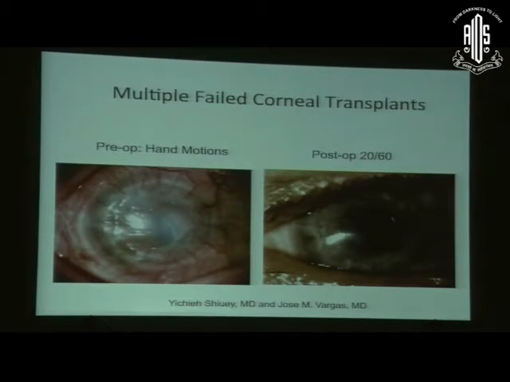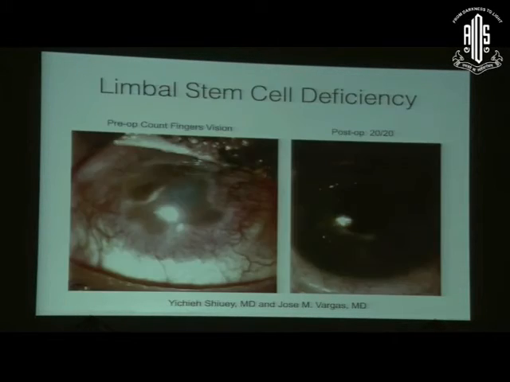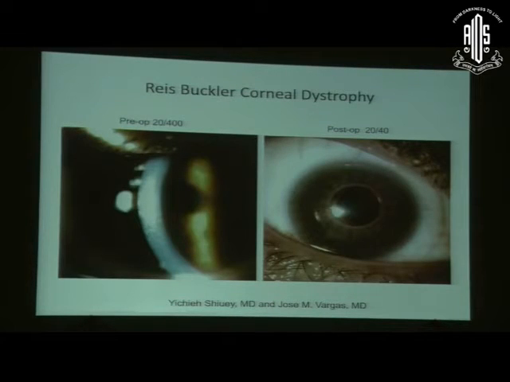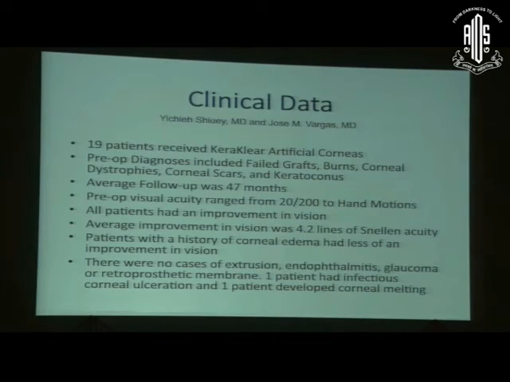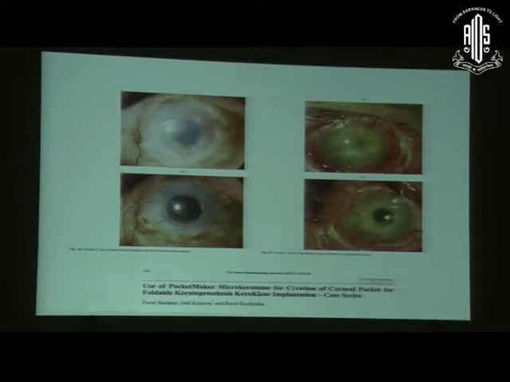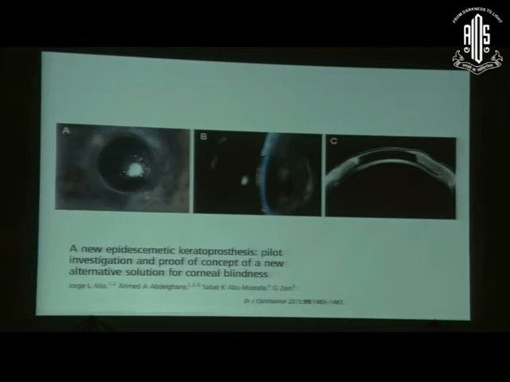These are some of the other implants done by Jose Vargas, and you can see that in failed grafts, post-chemical injury, they have done it for Reis-Bücklers, for keratoconus. And if you look at another, without the femtosecond laser, you can also use a pocket maker microkeratome, and you can implant this. And this is from Jorge Alió, where they have done an epi-Descemetic implantation of the same KeraClear implant, but the optic part, instead of 300 microns, is about 450 microns. So you do a manual dissection, and you put in the KeraClear implant, and then put a corneal graft on top with a central 3 millimeter opening.